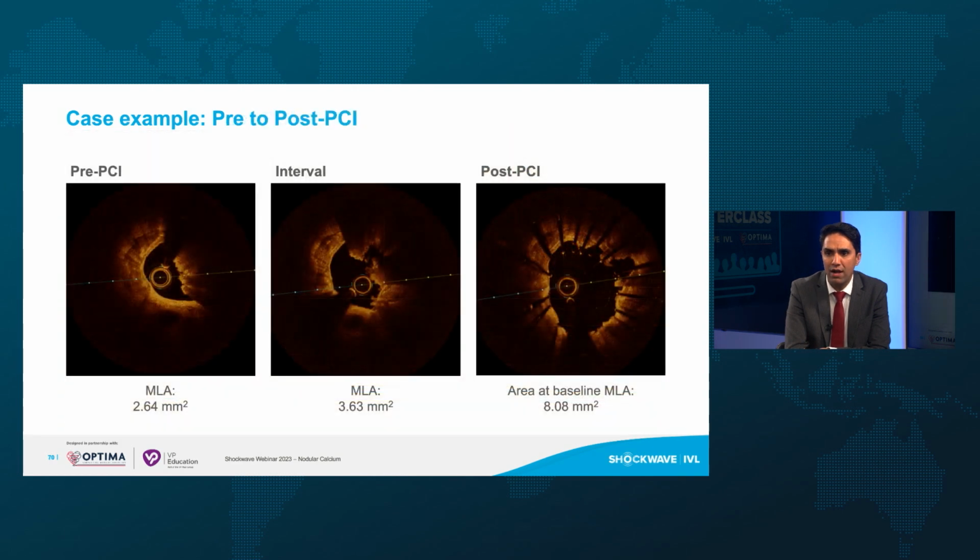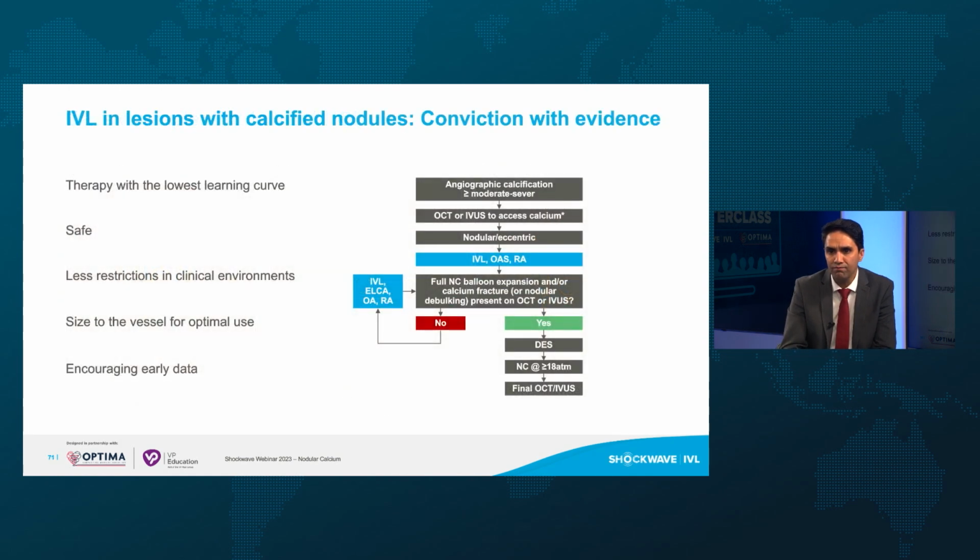And if we just compare the pre-PCI to the interval and post-PCI, it actually highlights critically how the mechanism of IVL works. You'll see that after IVL, the minimal lumen area only increases a little bit, and that's because it modifies the calcium at very low atmospheric pressure without creating tears, but it facilitates stent expansion to the point at which we are having almost a quadrupling of the minimal lumen area.